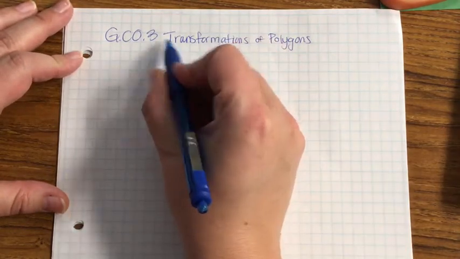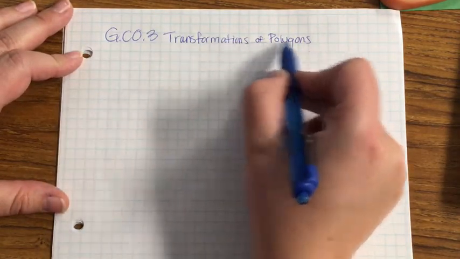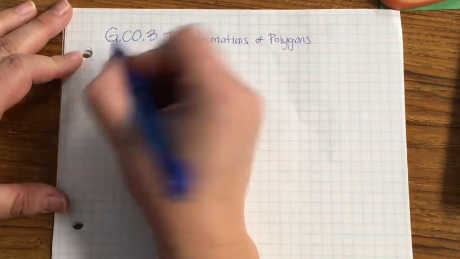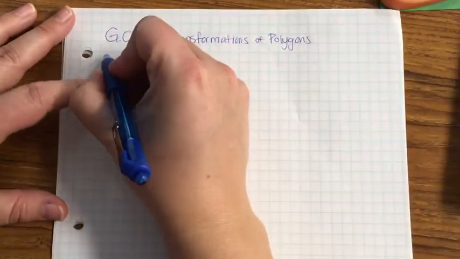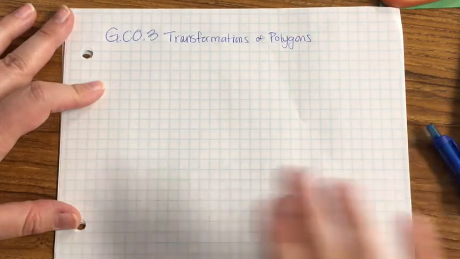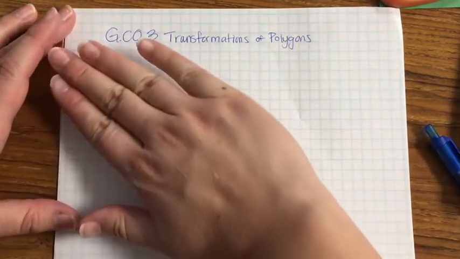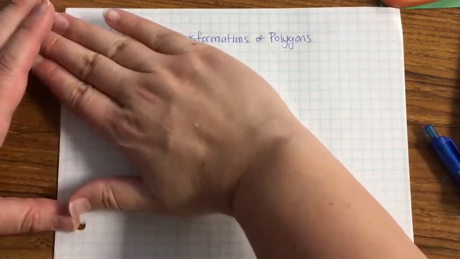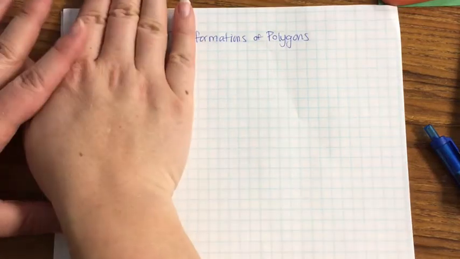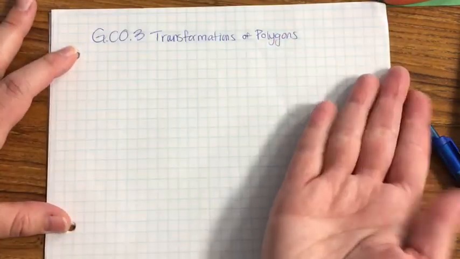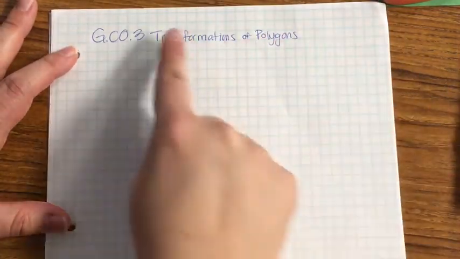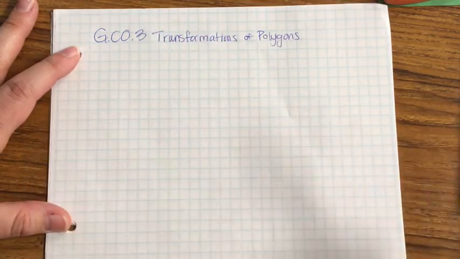But we are going to be talking about, with GCO3, transformations of polygons. So first we're going to talk about the main transformations we have. So these are the main transformations: rotation, translation, reflection, dilation, contraction. The transformations that we're going to be talking about mostly are those first ones.